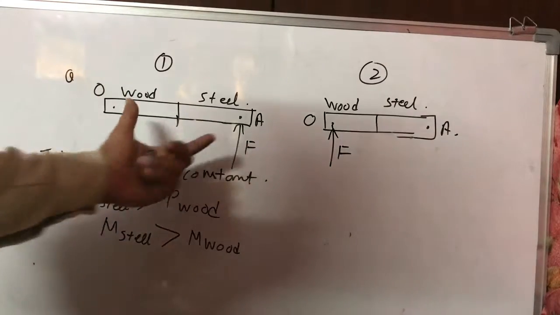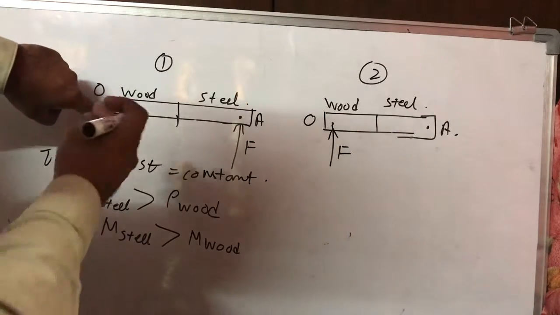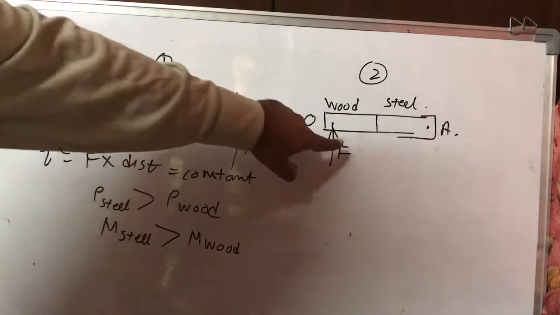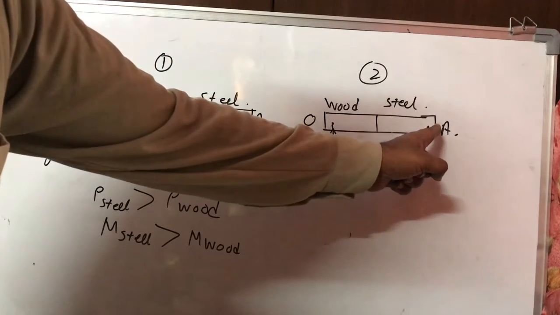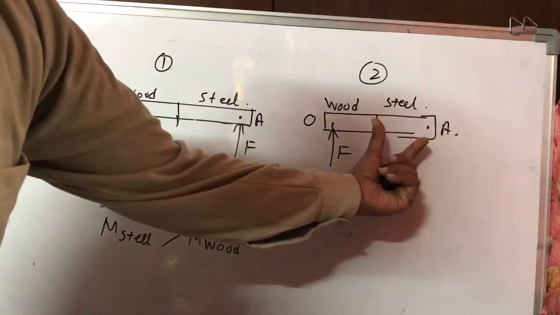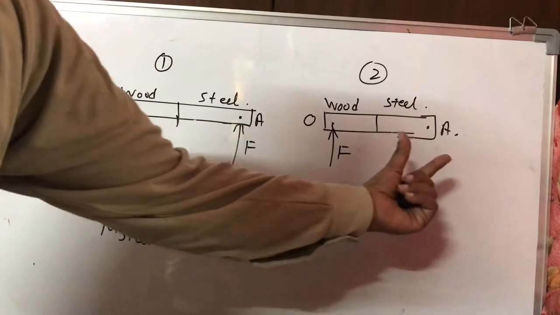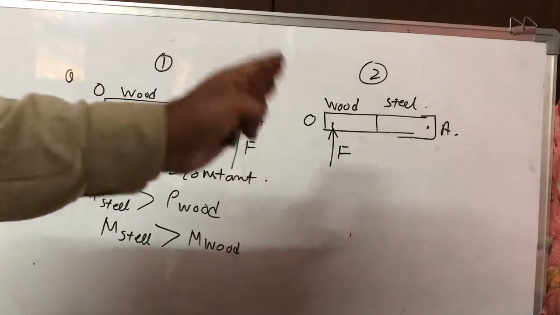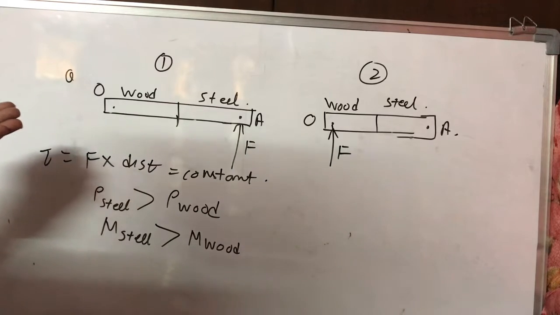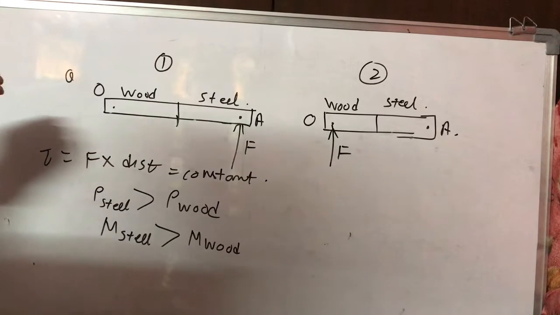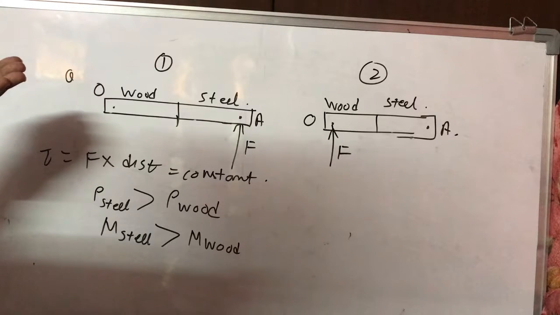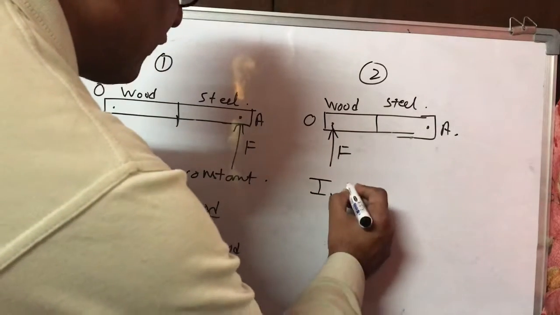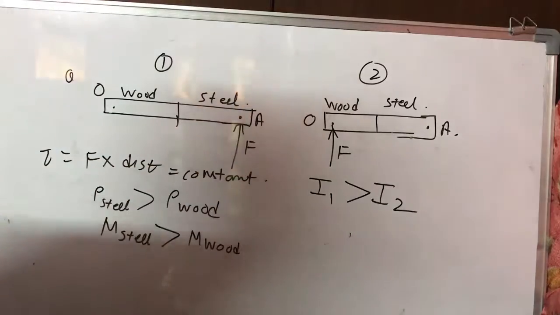Now in case 1, because it is pivoted at point O, more mass is concentrated at a larger distance as compared to case 2. Because now we are rotating the stick about point A, and we find that more mass is located closer to the axis of rotation. So that is going to decrease the moment of inertia. The moment of inertia depends on the distribution of mass. If more mass is concentrated at larger distance, the moment of inertia is going to increase. So the moment of inertia in case 1 is more than moment of inertia in case 2.